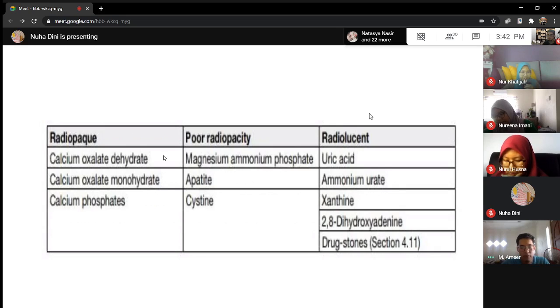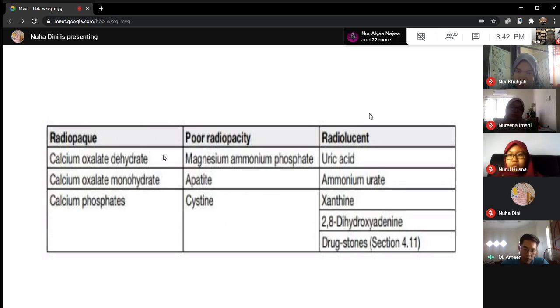Okay, this is the classification of stones based on opacity. As you can see, all calcium stones are radio-opaque, and the non-calcium stones either have poor radio-opacity or are radiolucent. Okay, next.